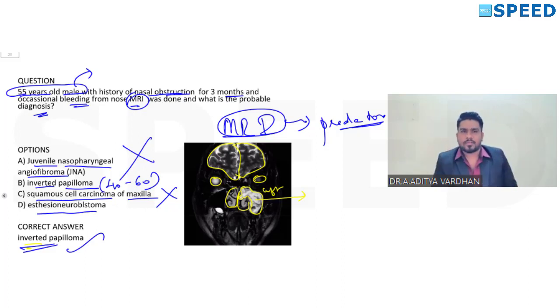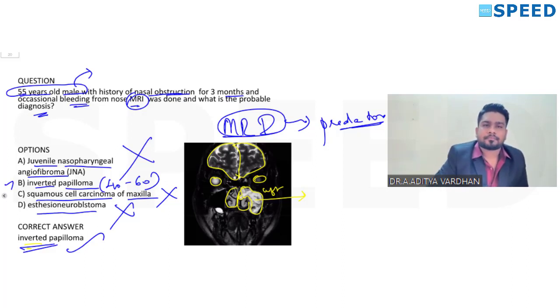Esthesioneuroblastoma won't look like this. That's how we will be cracking this. It will be arising from the cribriform plate of the ethmoid bone. They would have given such an image. It is very high for your level, hence we will exclude that option. The correct answer is inverted papilloma. Okay.